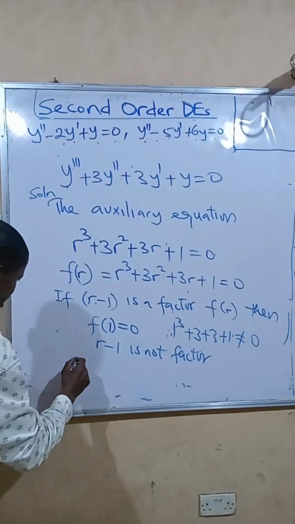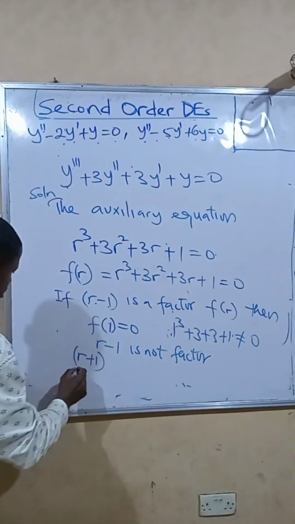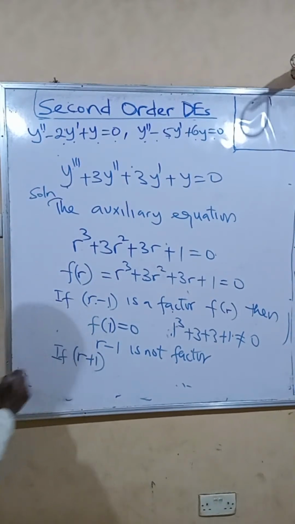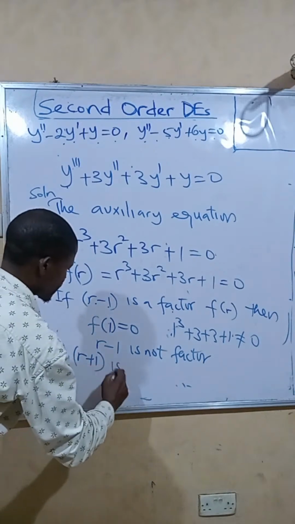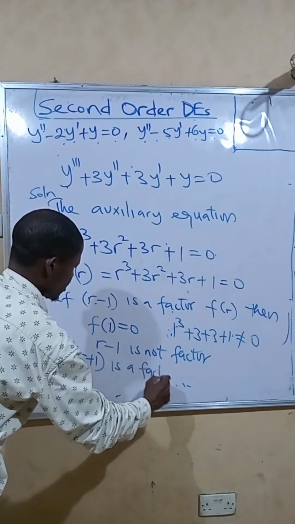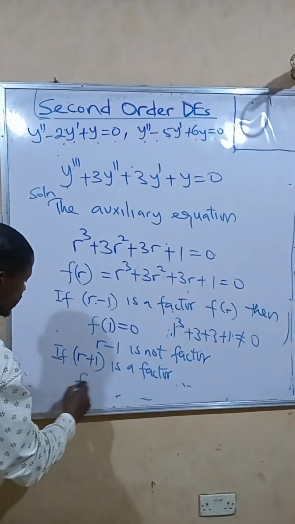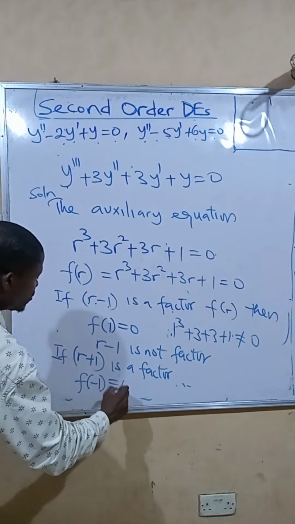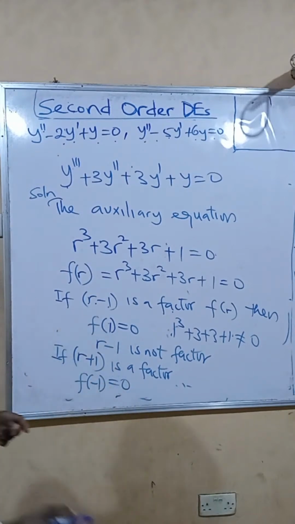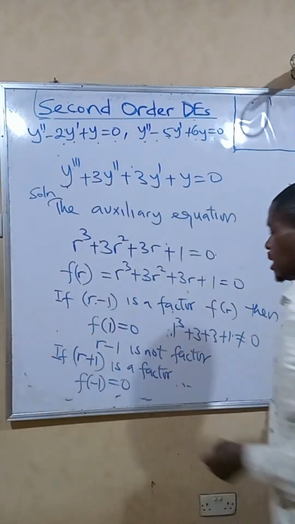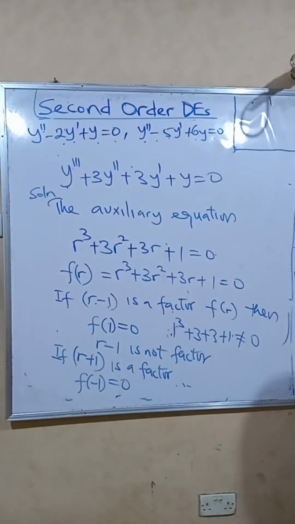Okay, can we check r plus 1? If r plus 1 is a factor, then f of minus 1 will be equal to 0. Let's confirm that. So if it is equal to 0, then r plus 1 is a factor. Let's do that.